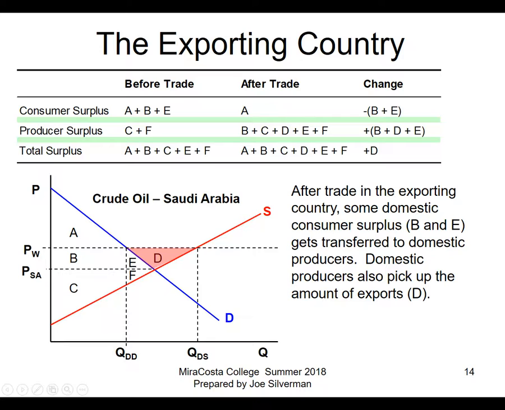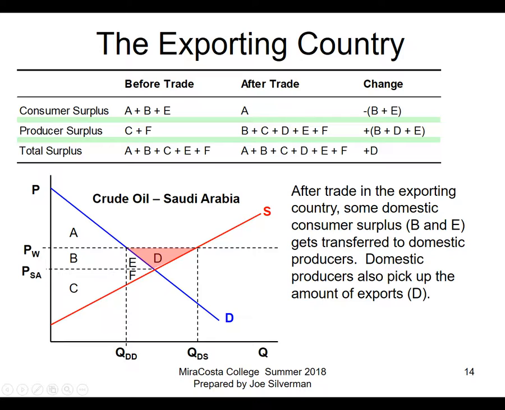All right, so let's take a look at how this is going to affect people in Saudi Arabia if Saudi Arabia were to start trading and the price were to go up to PW. So when the price is PSA, consumer surplus, which is the area below the demand curve and above the price, would be A, B, and E. So this area over here that consists of A, B, and E would be the value that consumers get from participating in the market economy for oil within Saudi Arabia. All right, what about producer surplus? Producer surplus is the area above the supply curve and below the price. And remember, what we're saying is the price in Saudi Arabia is PSA, so producer surplus would be C and F over here.